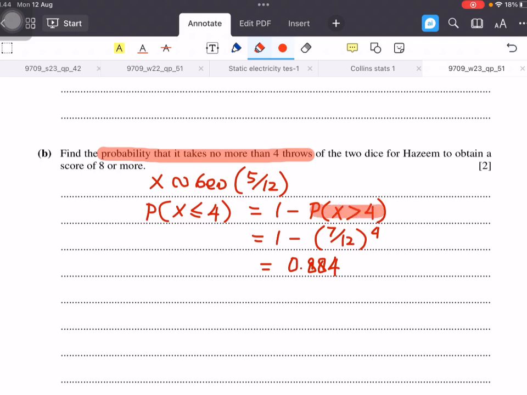Meaning that on the first 4 throws, Hazim did not obtain a score of 8 or more. So the answer is 1 minus 7/12 to the power of 4. The result is 0.884.